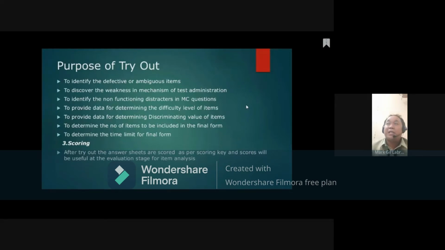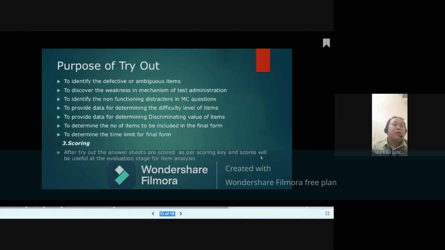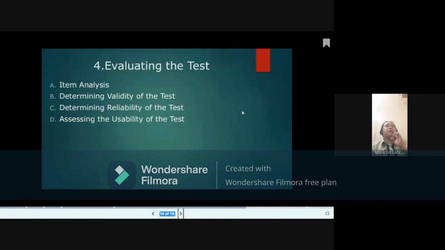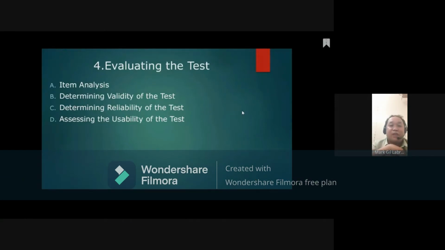Kasi sometimes, kahit sabihin natin 1 hour lang yung exam, pero ang ginawa mong exam is pang 2 hours, so parang it's not applicable talaga. So this should be a tryout. And also for scoring, after tryout, the answer sheets are scored as per scoring key and scores will be useful at the evaluation stage for item analysis. Okay, the last principle mentioned is evaluating the test.